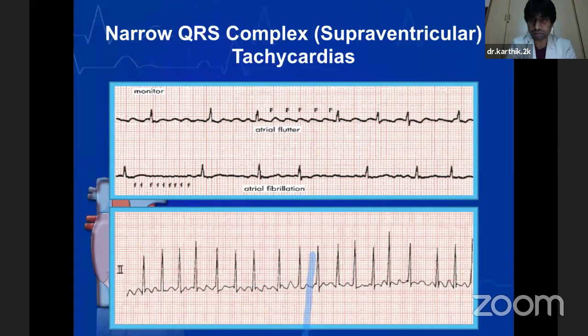The narrow QRS complex tachycardia with absent P waves. We don't see any P waves there. When you see this on an ECG strip, you should quickly think of atrial fibrillation as one of the diagnoses unless disproved otherwise.